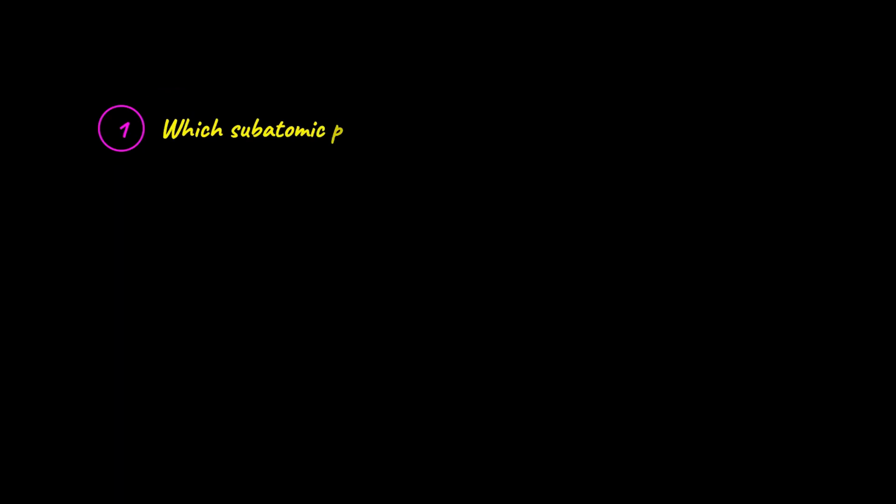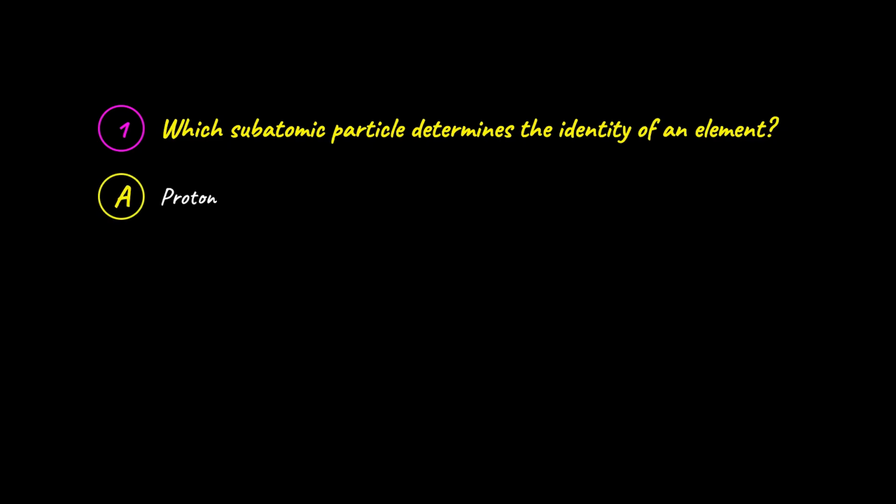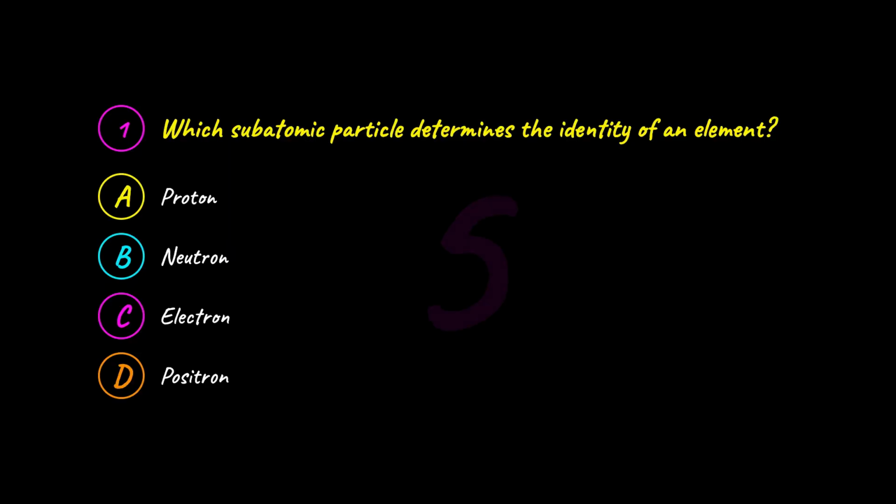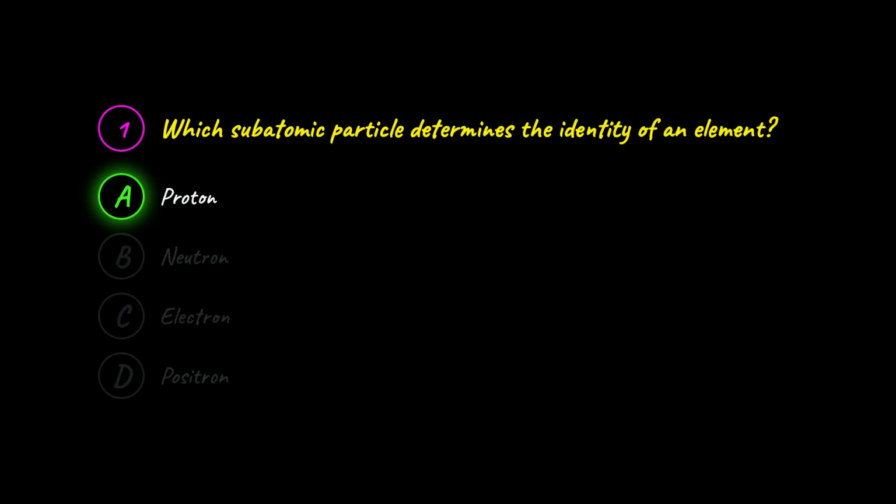Question 1. Which subatomic particle determines the identity of an element? Your options are A. Proton, B. Neutron, C. Electron, D. Positron. Which one is it? Pause the video if you need more time. The correct answer is A.